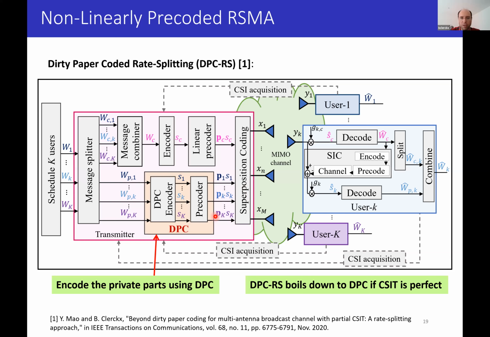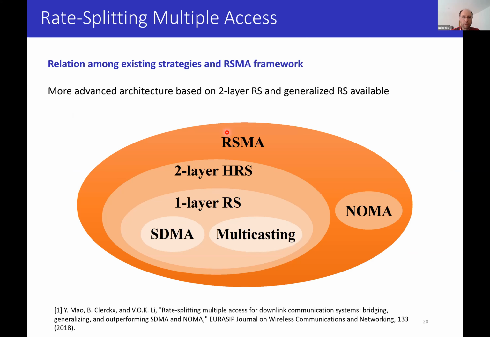So there is no need to split the message when you have perfect CSIT and you have this architecture. But once you go to imperfect CSIT, then the capacity is not known. And what we can do with this architecture is outperform DPC. The outperforming of DPC will come from the fact that we allocate a non-zero power to the common stream, which helps to manage the interference that is coming due to the imperfect CSIT. I will show you some results of this later.